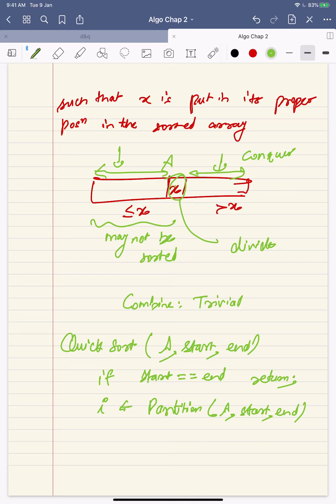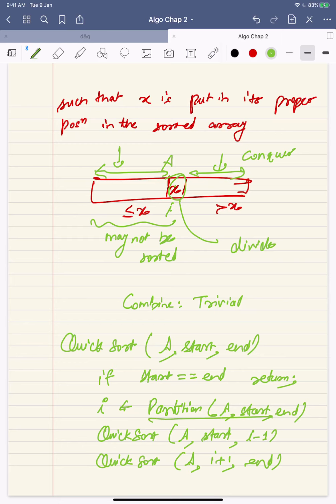And once you know I is the position of x, then you can call QuickSort accordingly. So QuickSort, once you call on A, say A remains the same. First time you call start to I minus 1, and second time you call on A from I plus 1 to end. And that's all there is to QuickSort. So you can just define the partition.